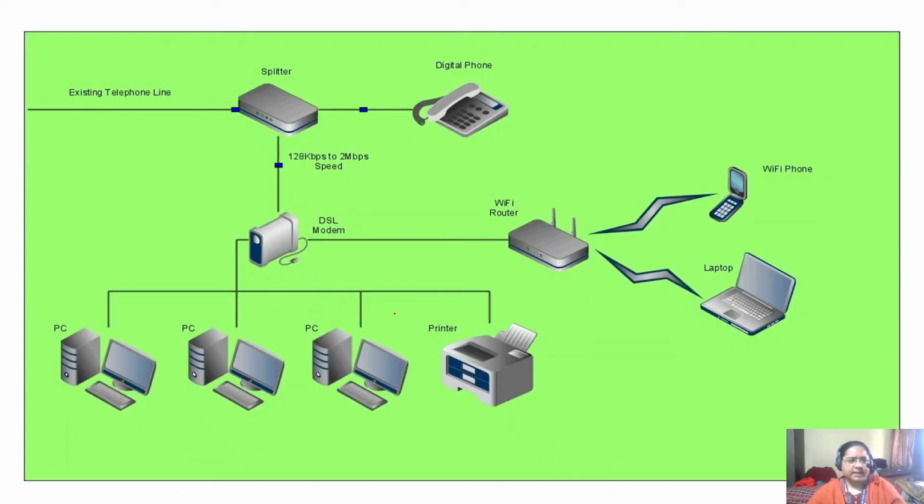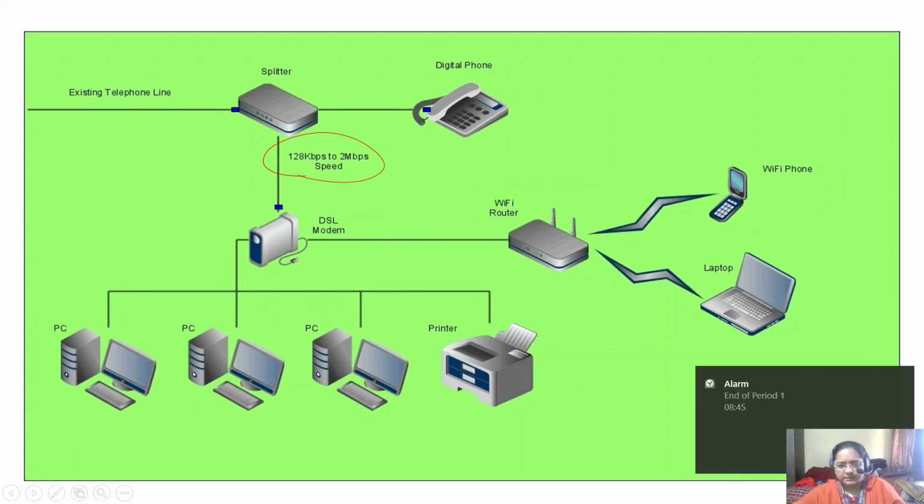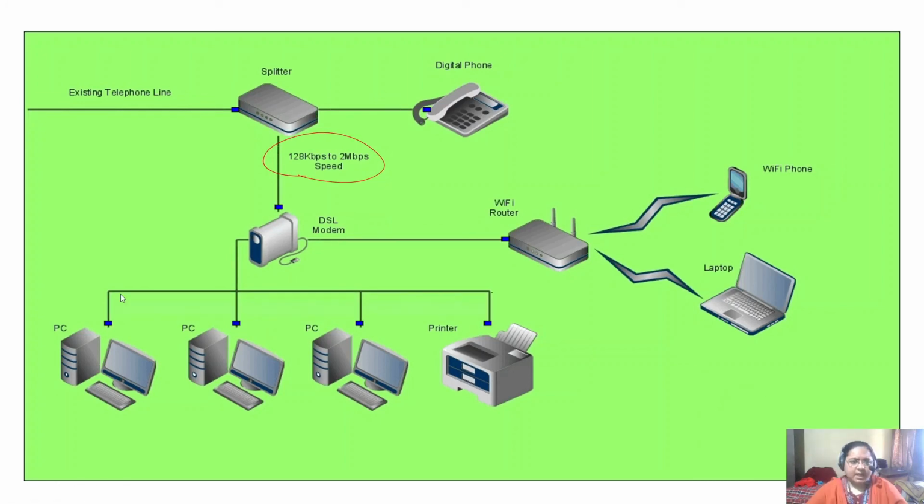You can see how it takes place. This is the existing telephone line. It goes into the splitter, one end goes into the phone, and it provides up to like 128 kbps to 2 mbps or even more depending upon the internet connection. Then the other end goes into the DSL modem, for connecting devices through a wired medium. And then this modem could also be connected to the Wi-Fi router, which can be used to connect all the wireless devices.